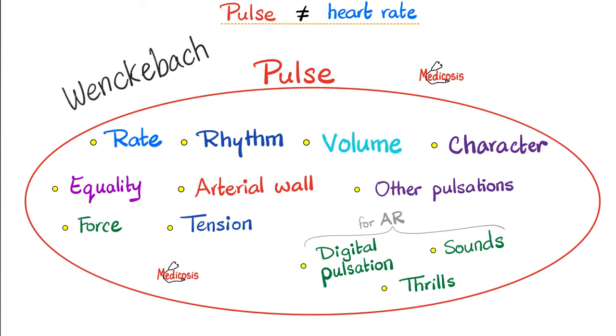Now let me give you a quick overview on each of these topics. And of course, pulse deserves its own video. Rate. The rate could be fast or could be slow. But what's the normal rate? The normal heart rate is between 60 and 90, not 100, but 90 beats per minute.